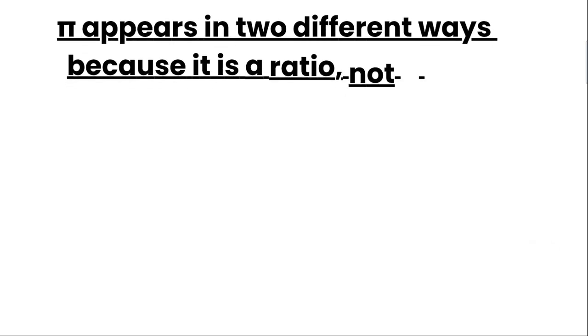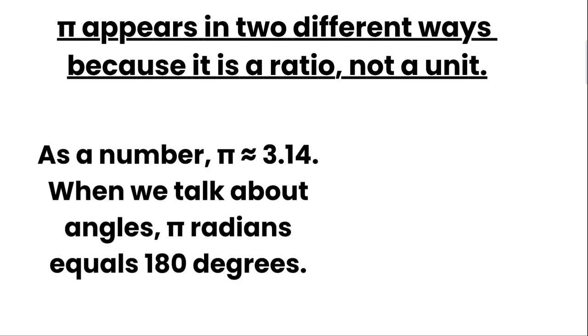Pi appears in two different ways. You might be confused because it's a ratio, not a unit. As a number, pi is approximately equal to 3.14. When we talk about angles, pi radians equals 180 degrees. This doesn't mean pi is 180. It means pi radians and 180 degrees describe the same angle using two different units.